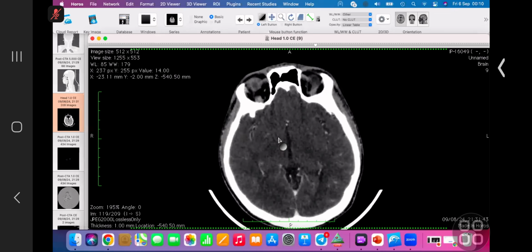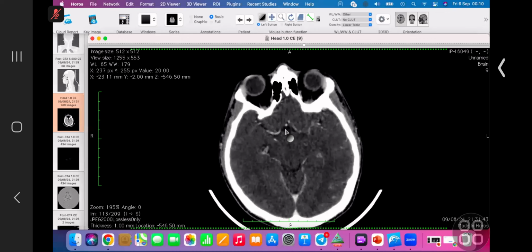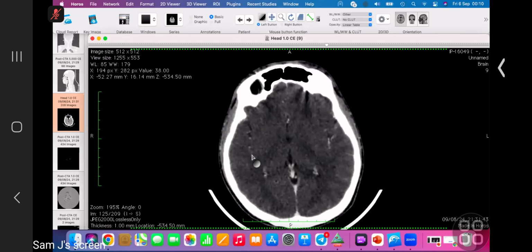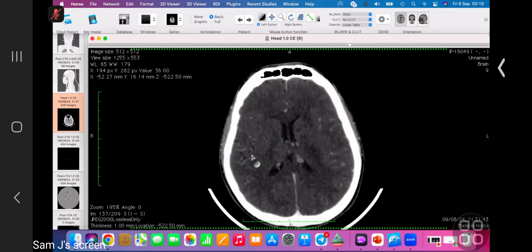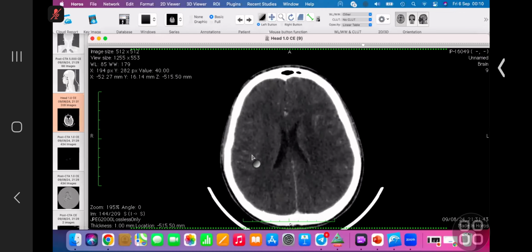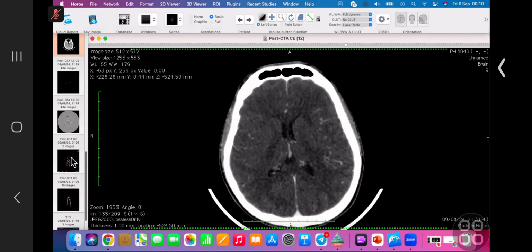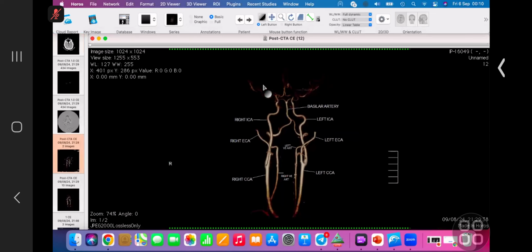Then we can see the horizontal segments, the M1, the M2, and the distal cortical branches are not visualized actually. If you see on both sides, it's very difficult to visualize the M4 segments or the cortical segments of the middle cerebral artery. Somehow we can appreciate the anterior cerebral artery here. But on an angio, when we did a reconstruction, we are not able to appreciate the expected caliber of the vessels.